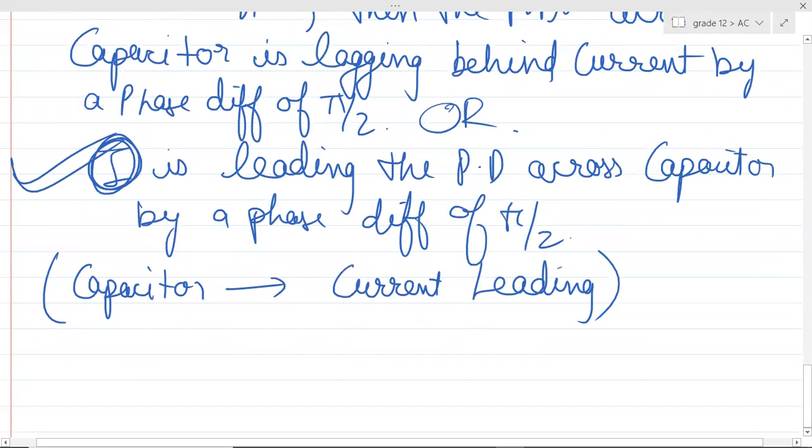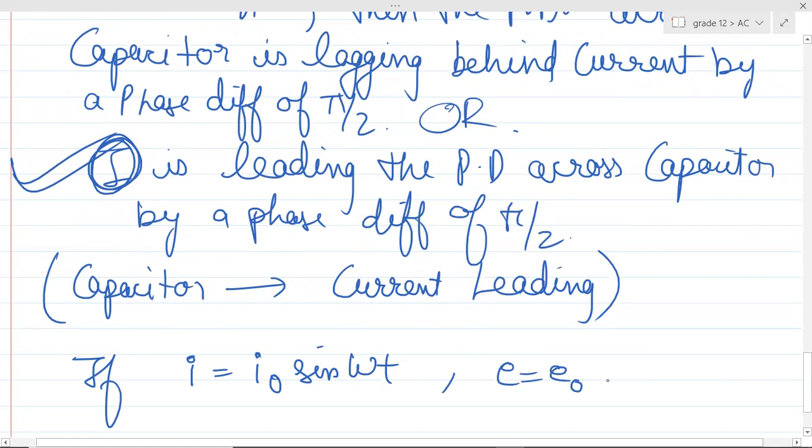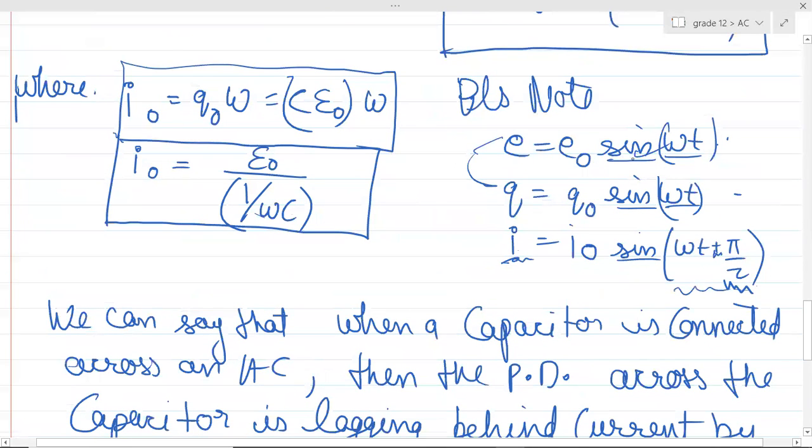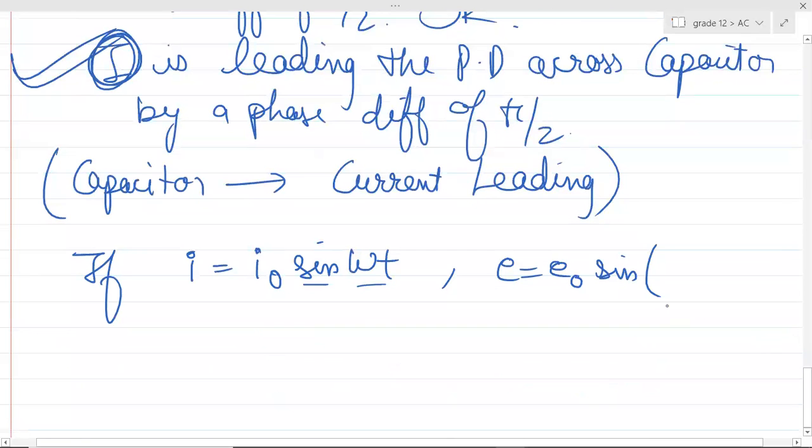Okay, tell me, guys. If by chance the current is given as I equals I naught sin omega t, can anyone tell me this particular thing? What will be the value of EMF if current is given sin omega t? Earlier, EMF was given sin omega t. Now, current I am giving you as sin omega t. Then what shall be the phase of this EMF when it is connected across a capacitor?